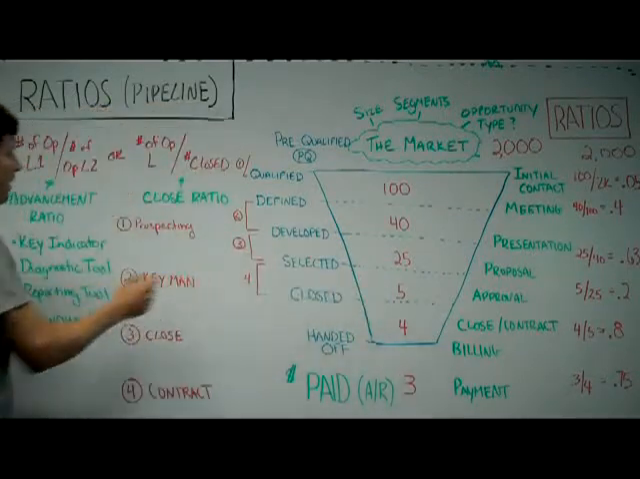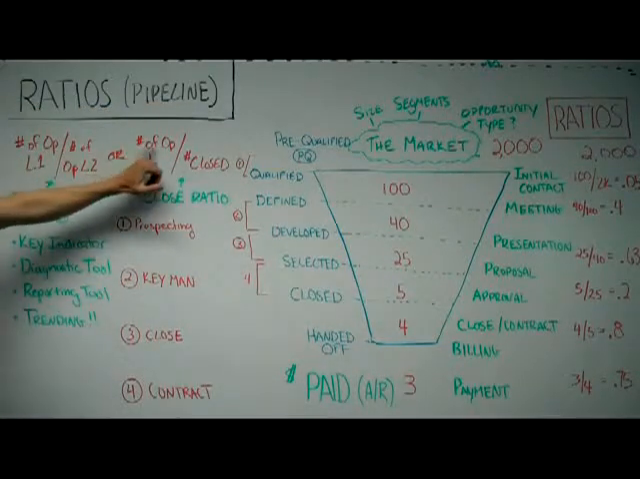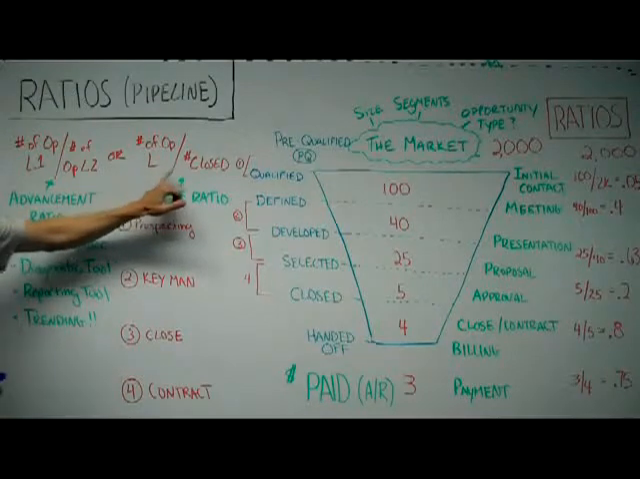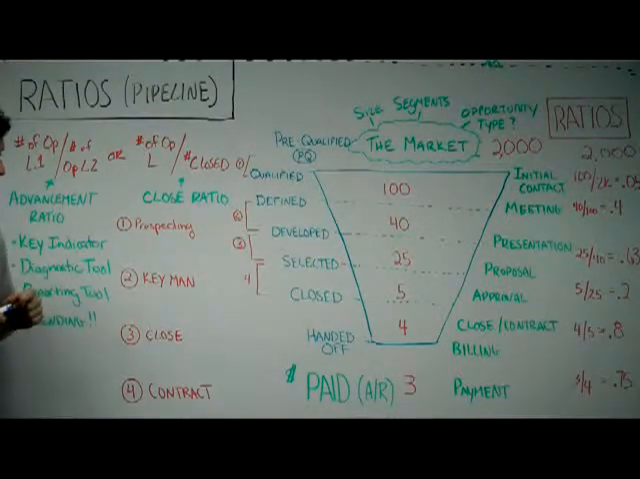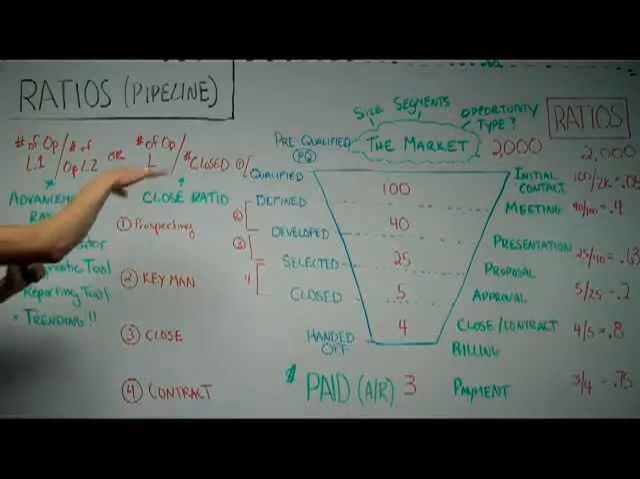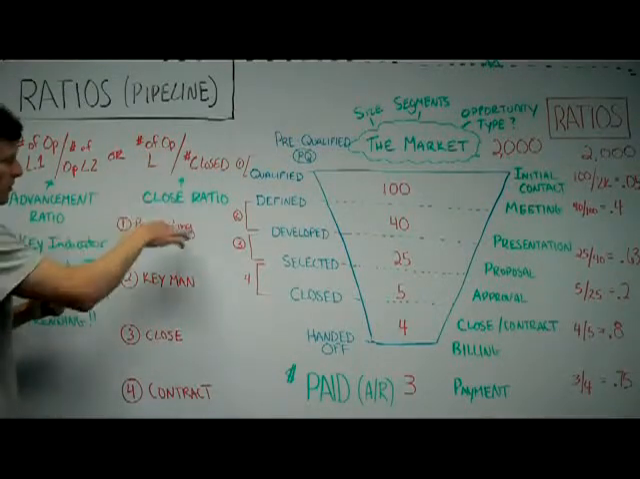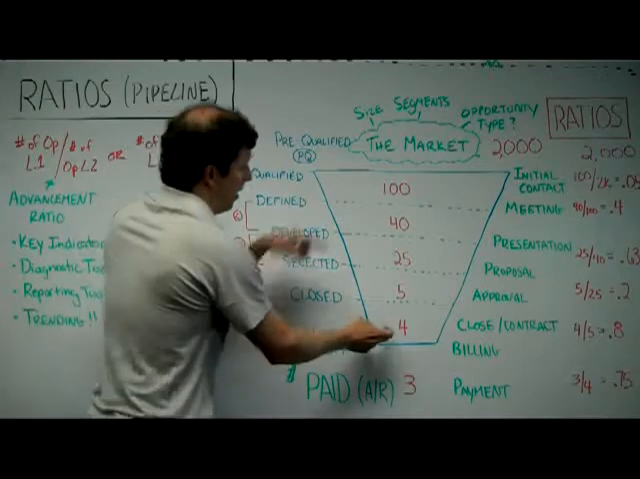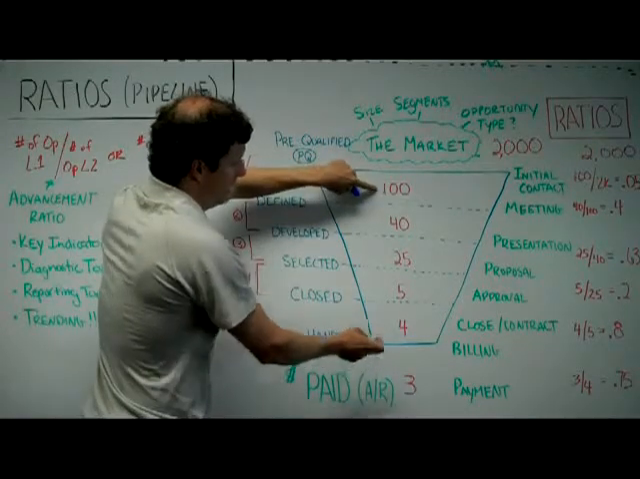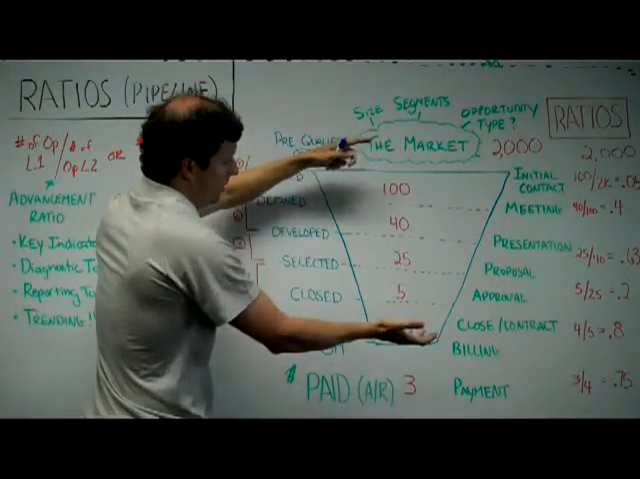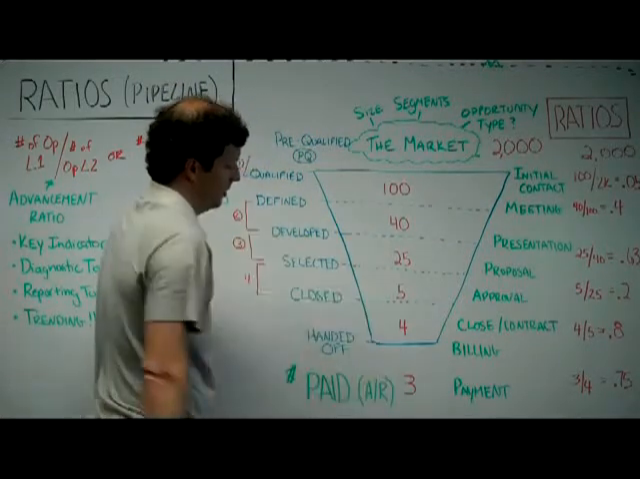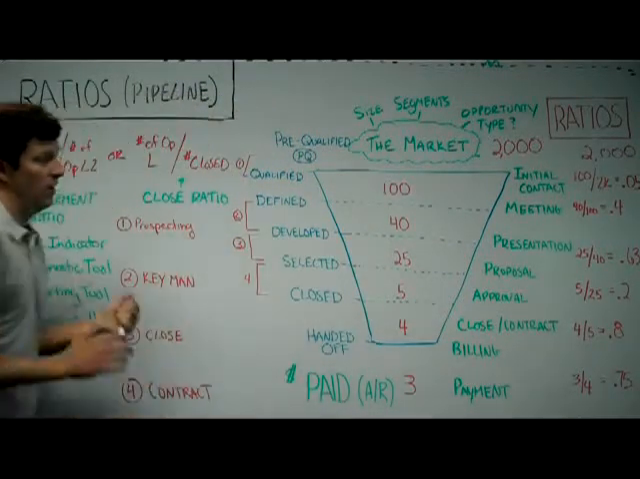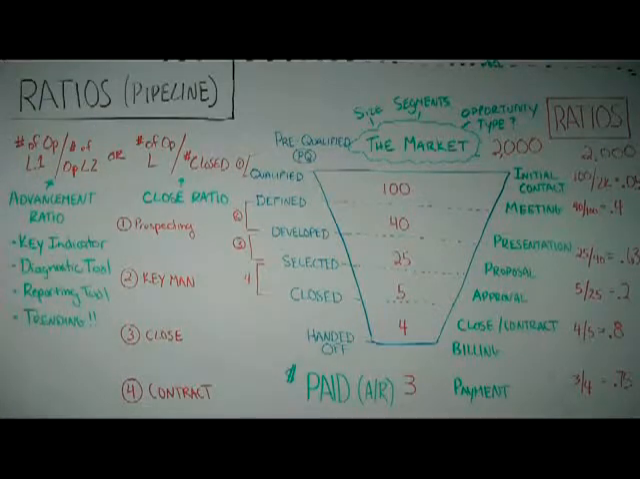So there could be an advancement ratio here, there could be an advancement ratio here, there could be an advancement ratio here. There's also another sort of ratio, which is the number of opportunities at any given level to the number that closed, and that's the close ratio. I'm sorry, that's actually the other way around, but it's closed over the number of opportunities. You're looking basically at how, if I have 100 and I close 4, what ratio does that give me? If I have 25 and I close 4, what ratio does that give me? So those different ratios are going to help you diagnose things inside of your company, diagnose problems.